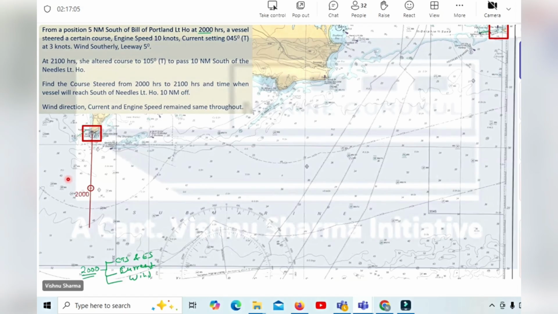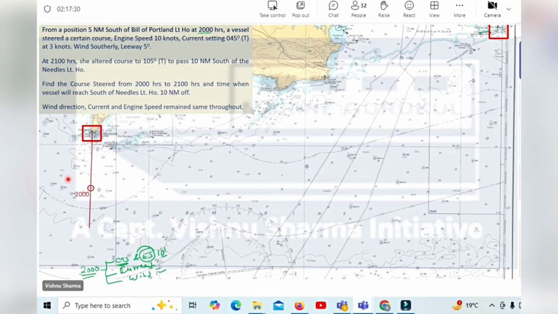Now, if I had known the CTS, what will you do? You'll apply the ship's vector, and you'll allow for current and wind, and you'll be able to get the 2100 fix. In this case, I do not know the CTS, but I know the engine distance in 1 hour will be 10 miles, because engine speed is 10 knots. But I know the current vector.